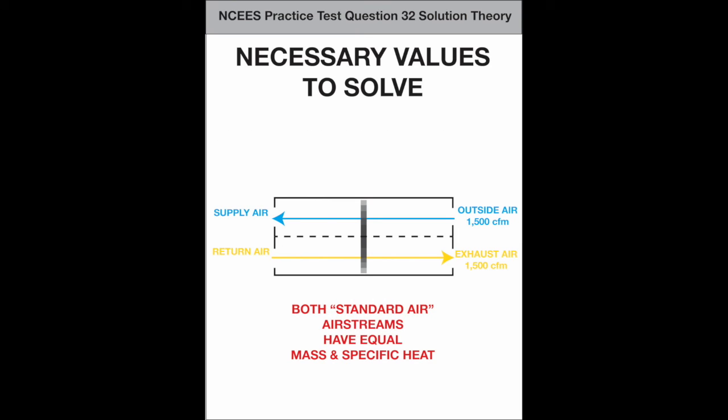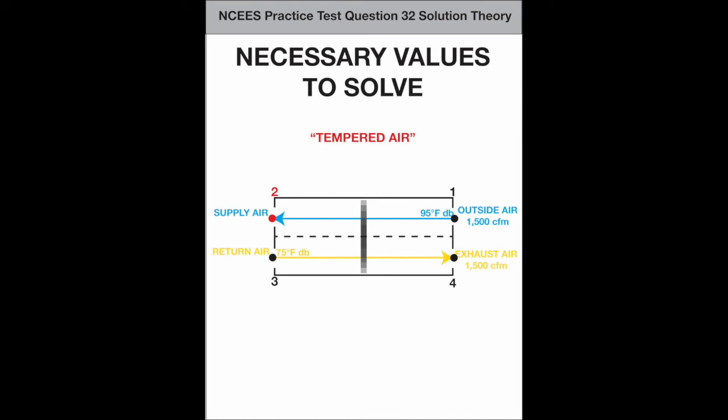Assuming standard air conditions means that the same amount of air mass, having the same specific heat, flows in both directions. So outside air at 95 degrees dry bulb flows in from one direction, and return air at 75 degrees dry bulb flows in from the other direction. What the question labels as tempered air is located at this point, 2.